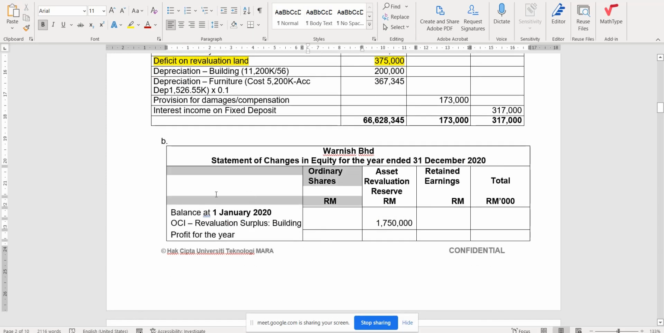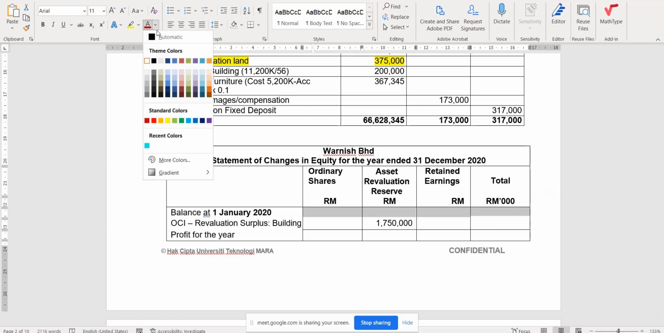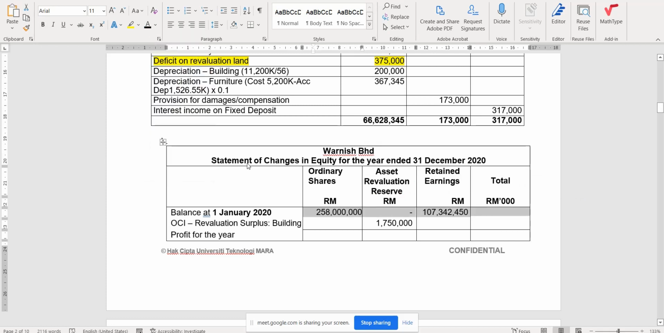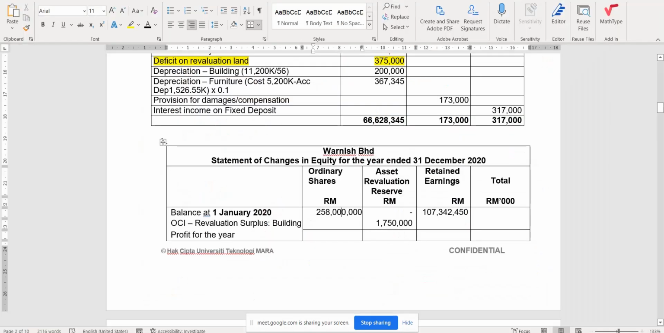So you have the first item, which is the how many columns? 1, 2, 3, and the balance at the beginning. Where do you get the balance? This is from the trial balance, the balance for the share capital. ARR, no balance. Retained earnings, there is a balance given here. That two items.